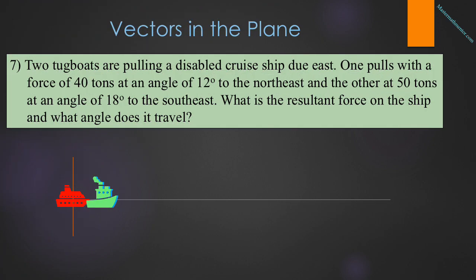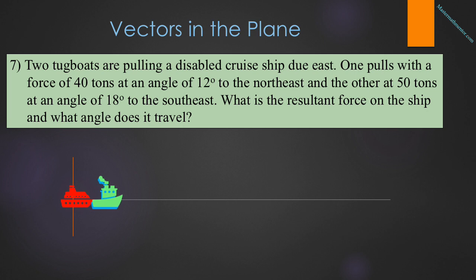Number 7 reads, two tugboats are pulling a disabled cruise ship due east. One pulls with a force of 40 tons at an angle of 12 degrees to the northeast, and another at 50 tons at an angle of 18 degrees to the southeast. What is the resultant force on the ship, and at what angle does it travel?